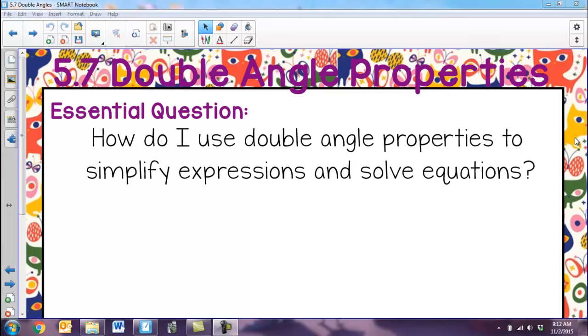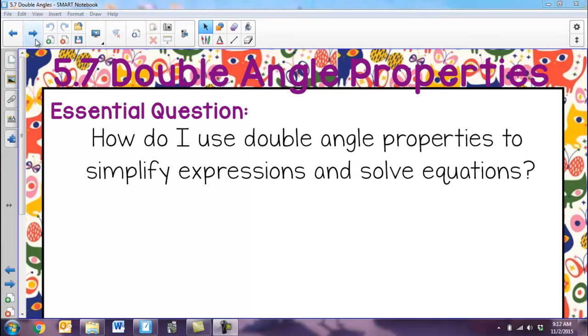Hey guys, today we are starting the formulas that are on the back of your formula chart. So we're going to start with the double angle properties or the double argument properties. And you're going to ask yourself, how do I use double angle properties to simplify expressions and solve equations? So those are the applications of those properties.